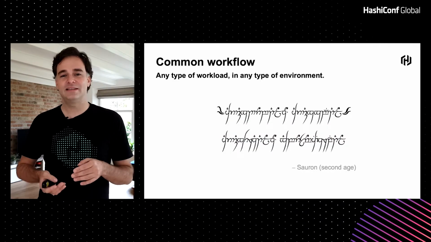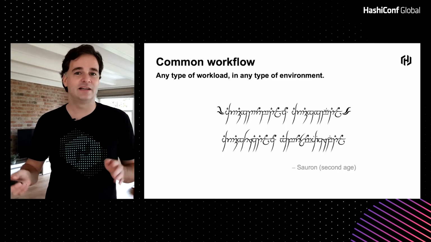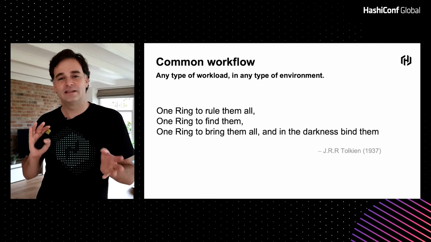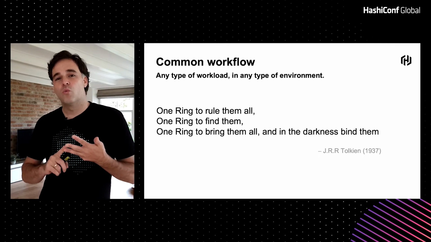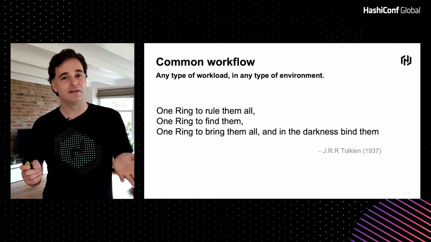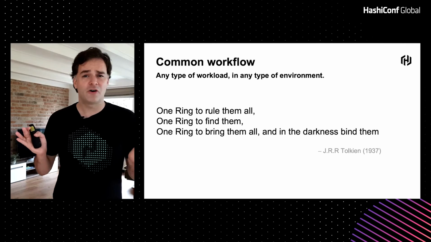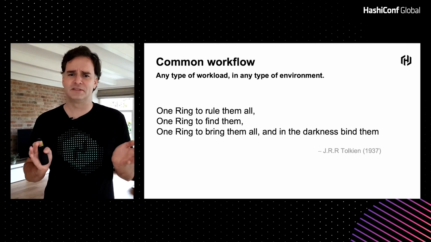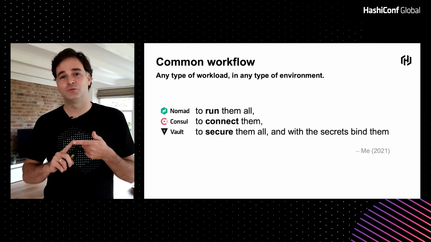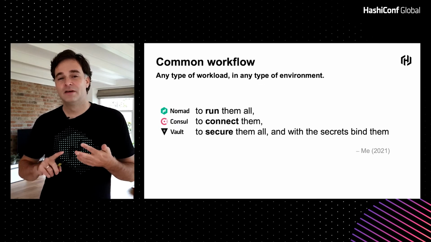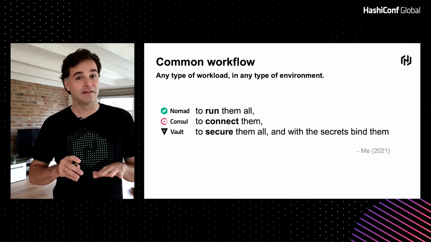Now, to round off this presentation, I'd like to quote something someone said a really long time ago, which was this, right? My Elvish is a bit rusty, but luckily some chap called Tolkien translated it in the 30s. And he translated it roughly as this: one ring to rule them all, one ring to find them, one ring to bring them all, and in the darkness bind them. Now, I don't think he was that far off, but I think his Elvish was a bit rusty as well, because I think what that Sauron fella really meant was this: Nomad to run them all, Consul to connect them, Vault to secure them all, and with the secrets bind them.